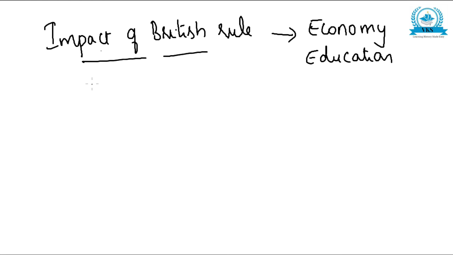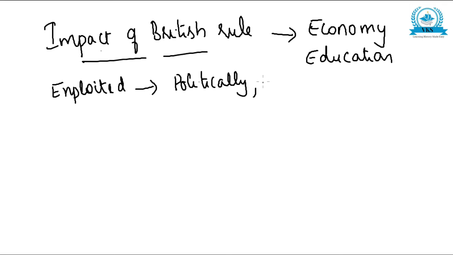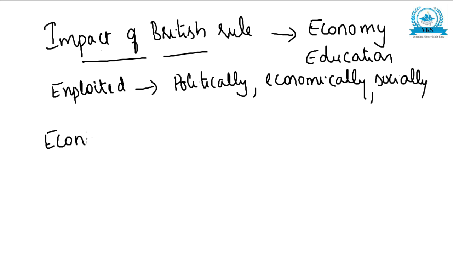The British ruled India for more than 200 years and they exploited India in different ways. There was a lot of exploitation by the British rule. They exploited India politically, economically and socially. And the British rule had the greatest impact on the economy and education of India. So first let us see the economic impact.